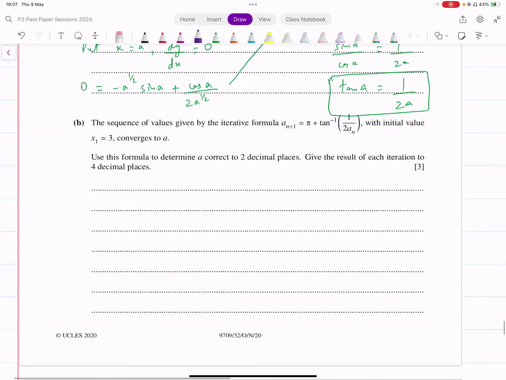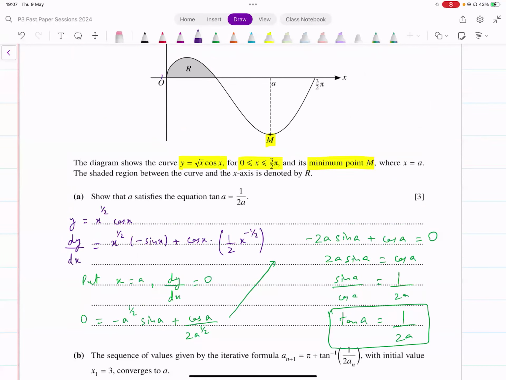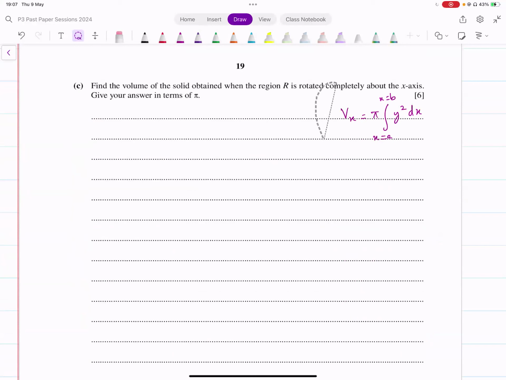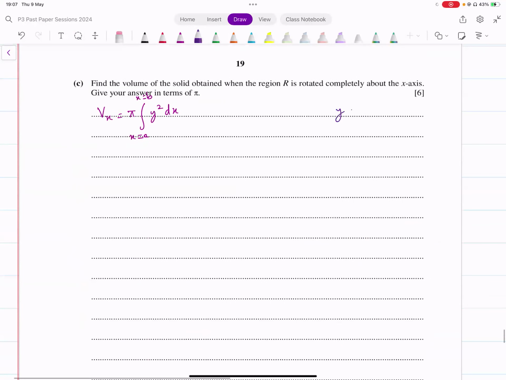Okay, now for that, we need the value of, or no, we don't need that. Sorry. We need the limits for this. This is 0. What about the upper limit? This is the x-intercept of the curve. Let's find that upper limit on the side here. y equals root x times cos x. Put y equal to 0 to find the limits. 0 equals root x times cos x. That means either root x equals 0 or cos x equals 0. You get x equals 0, you already know that. Cos x equals 0.